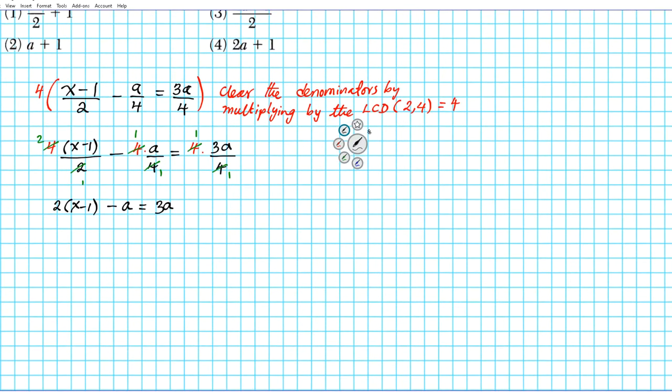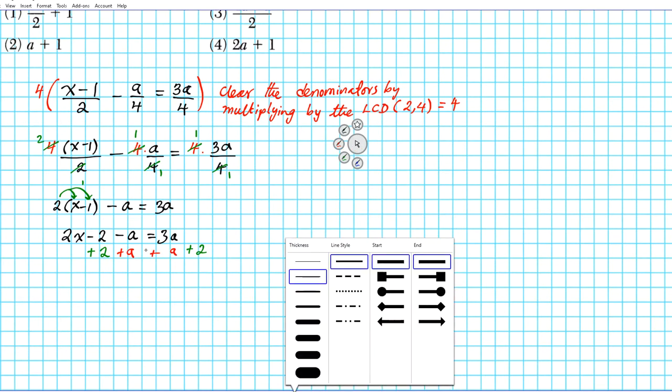So let's distribute this 2 and go about our isolation of x. Distribute 2 to the two terms in the parentheses, the distributive property. So you have 2x − 2 − a = 3a. What we want to do now is get x by itself. So move the 2 and the a term to the other side: add 2 to both sides, and add a to both sides of the equation. Bam, we're doing two steps in one simultaneously.